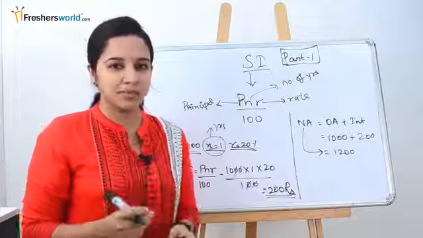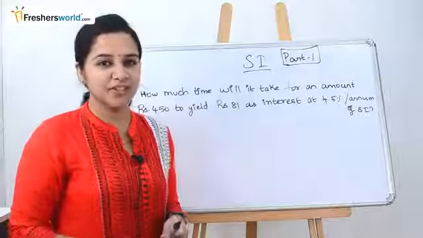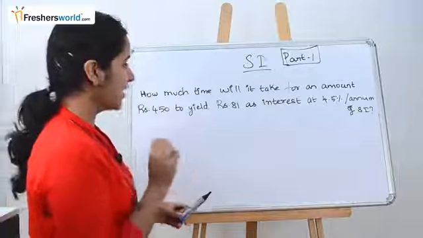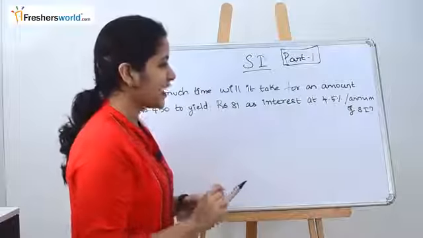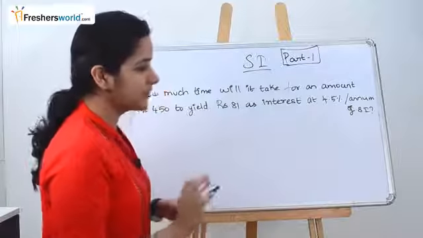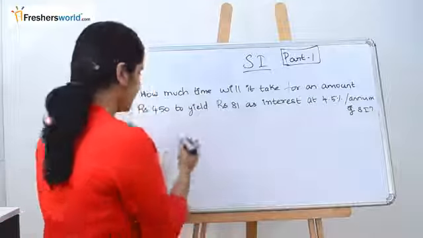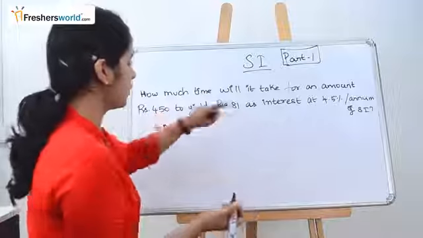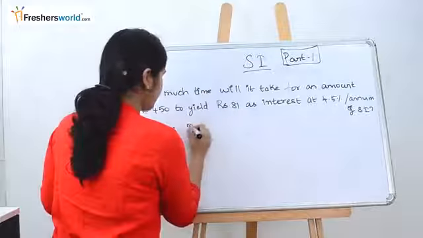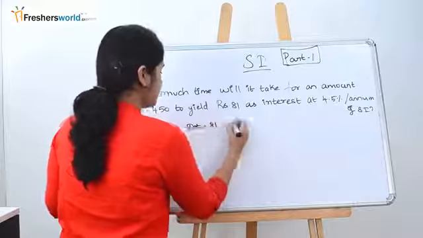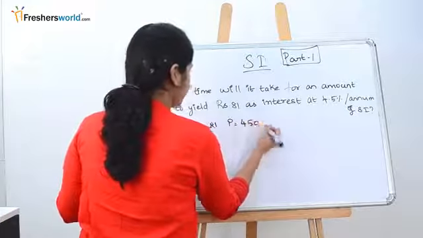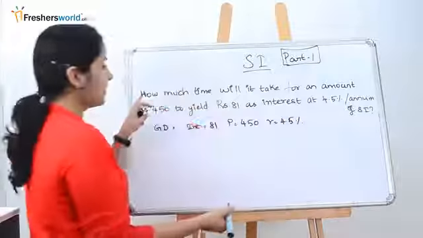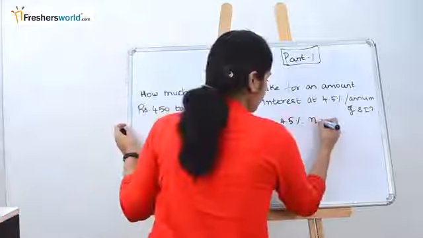Let's solve a couple of simple sums to understand this concept better. The first question is: how much time will it take for an amount of rupees 450 to yield rupees 81 as interest at 4.5% per annum of simple interest? First let's write the given data. The interest is 81, the principal amount is 450, and the rate is 4.5%. The question they have asked is how much time, so we have to find the number of years.